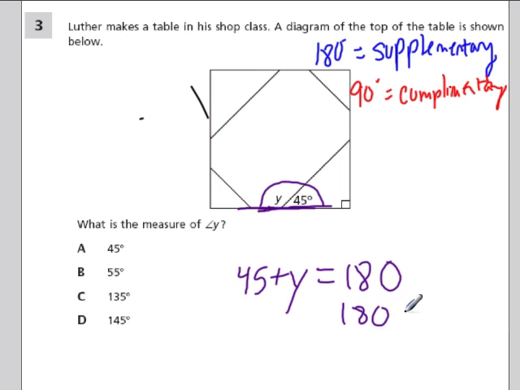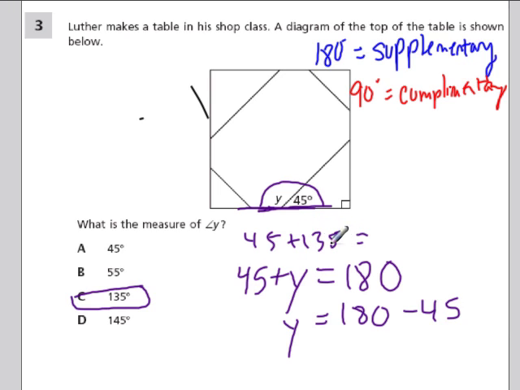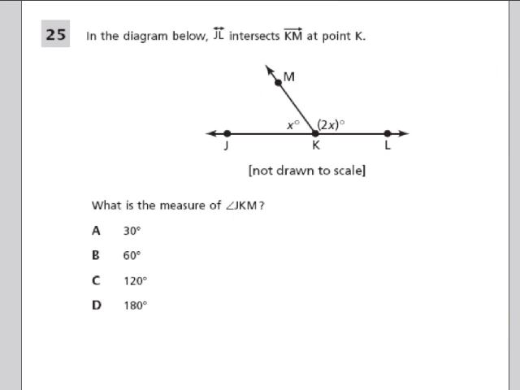You can just subtract 45 from 180 to get y, right? Because if y plus 45 equals 180, then if you take 45 away from 180, you'll be left over with that missing y. So this is going to be 135 degrees. And you could check 45 plus 135, that's a supplementary pair, right? And that does equal 180 degrees.